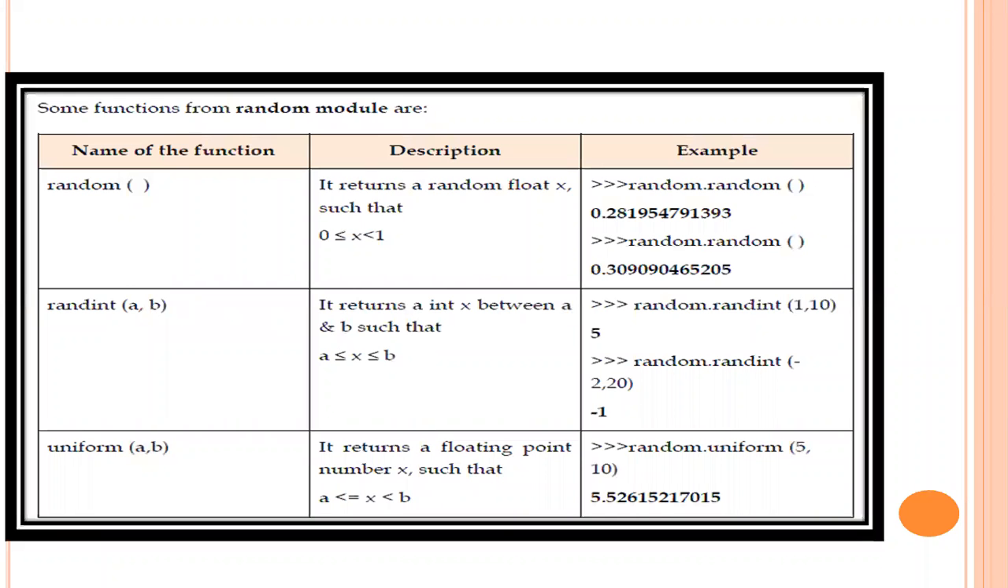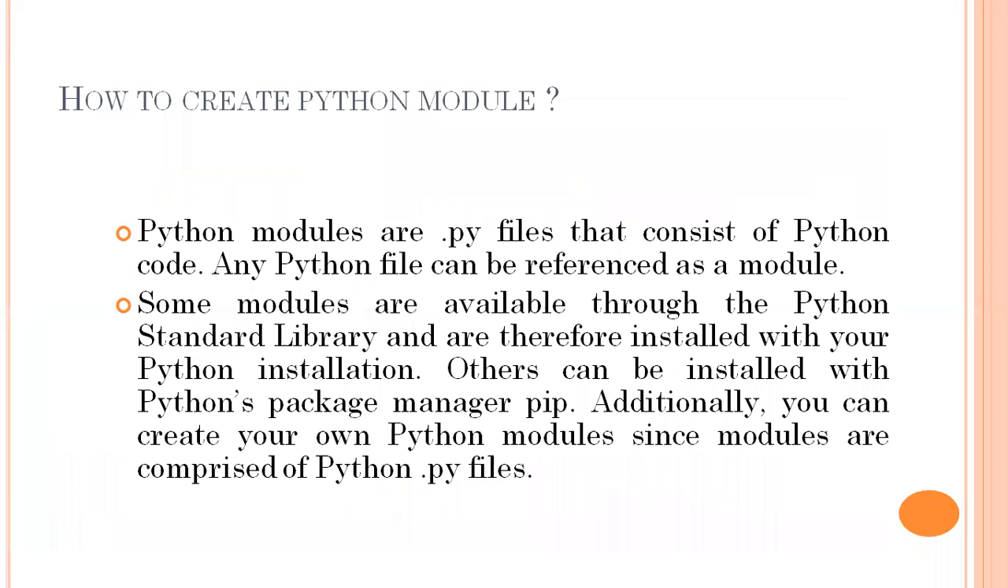Now for using randomize or random, you have to use the random module. The random function returns a random float value between 0 and 1, and randint(a, b) will return an integer value between a and b, and uniform(a, b) will return a floating point number between a and b. Now the next question is how to create a Python module.